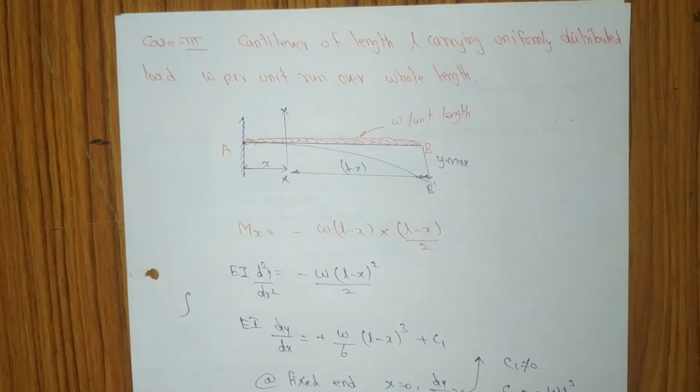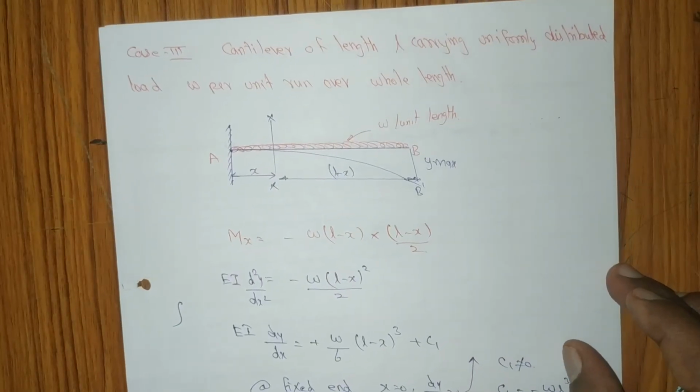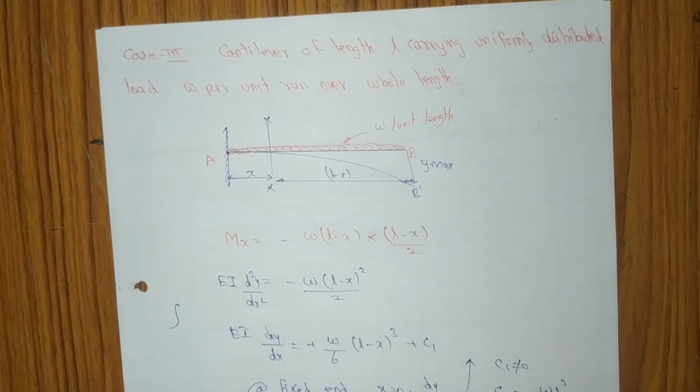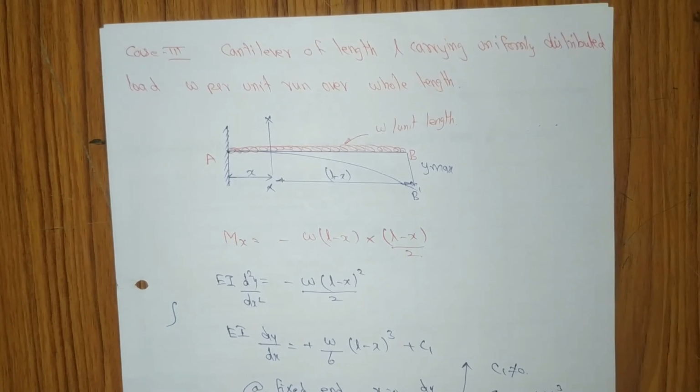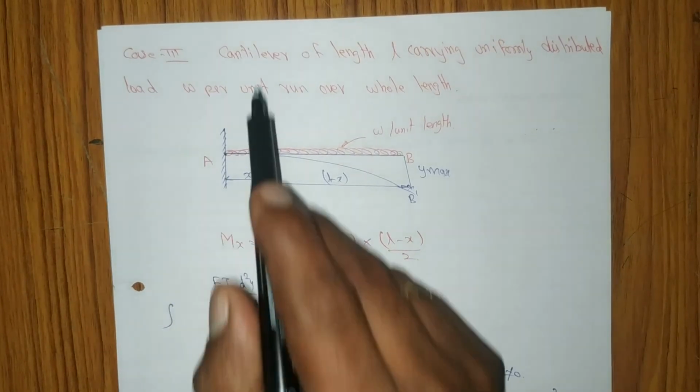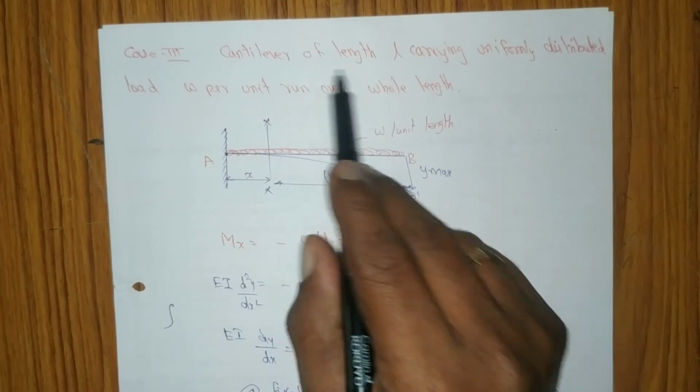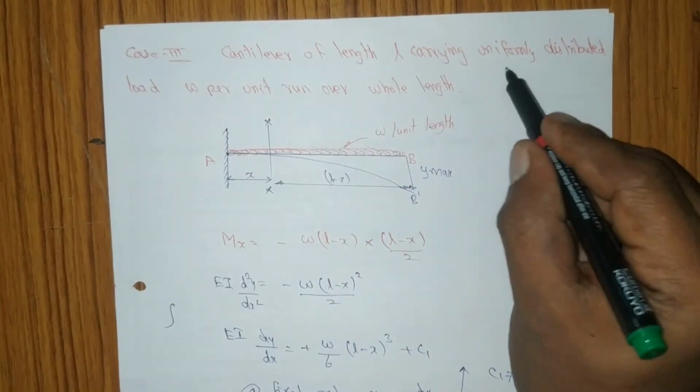Case 3, we have 6 more cases remaining for this cantilever beam. For our aeronautical concern, we'll take this one as an end. The remaining terms you learn on your own, right? Case 3: cantilever beam of length L carrying a uniformly distributed load.